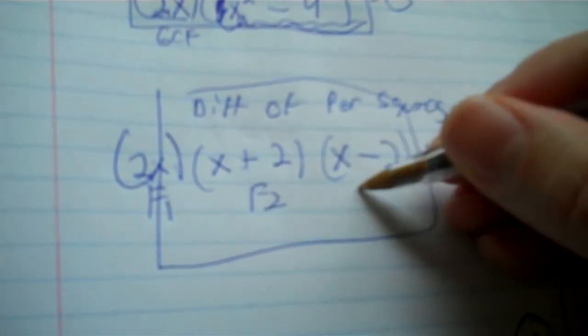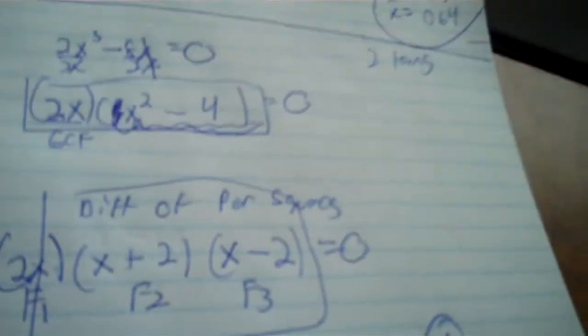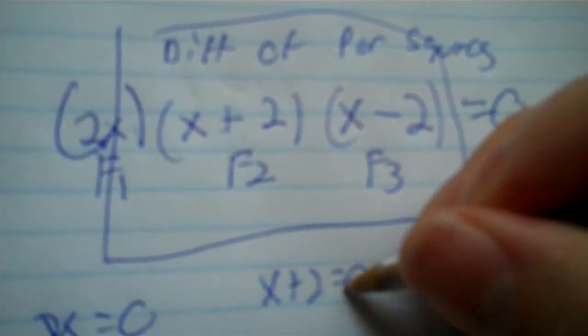You just got to solve them. So F1, F2, F3. So 2x equals 0. Divide by 2, you get 0. X plus 2 equals 0. You minus 2, you get negative 2.